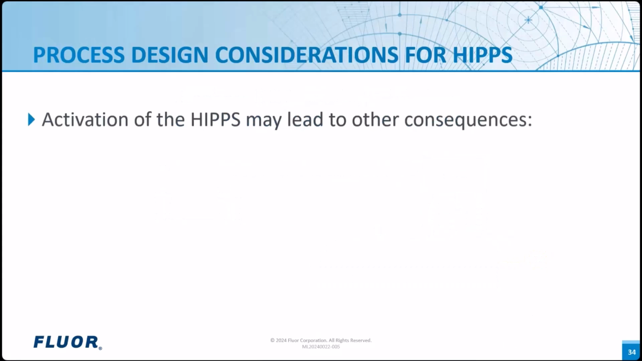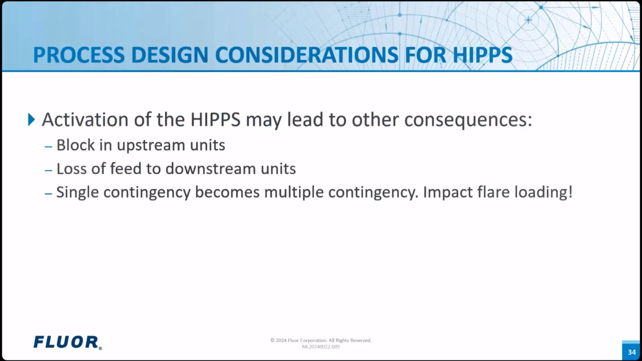An important consideration is that the activation of the HIPPS may result in other consequences outside the unit being protected. HIPPS frequently closes a valve or trips a pump, for example. This can have consequences to both upstream and downstream units. This can result in a single contingency localized failure expanding to other parts of the plant.